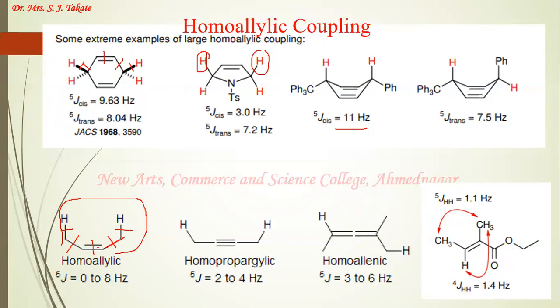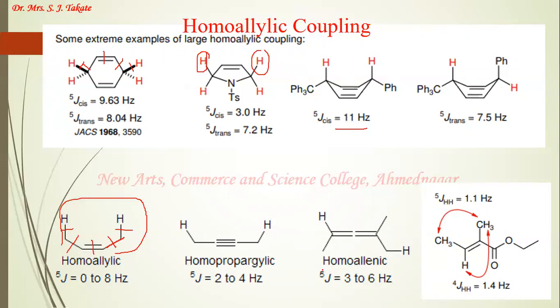Now in this case, a double bond was present. Now here in this example, a triple bond is present. So this type of homoallylic coupling is called homopropargylic coupling. An alkyne is present, that's why it is homopropargylic coupling, but the number of bonds is 5: 1, 2, 3, 4 and 5. So this is an example of long range coupling, homopropargylic coupling.